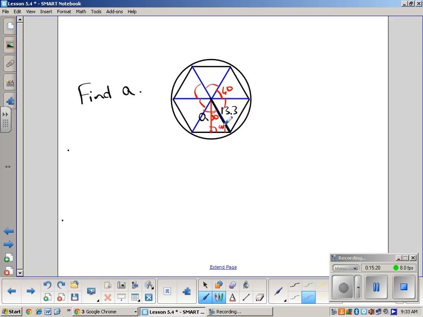So I can look at this a couple different ways. I can use the 30 or the 60. Noah, which one would you like to use? The 60. Looking at this angle right here, A is which side? Opposite. And the 13.3 is the hypotenuse. Opposite and hypotenuse is sine. So sine of 60 equals A over 13.3. Finally, the unknown's in the top.